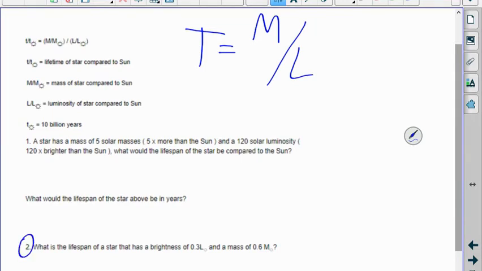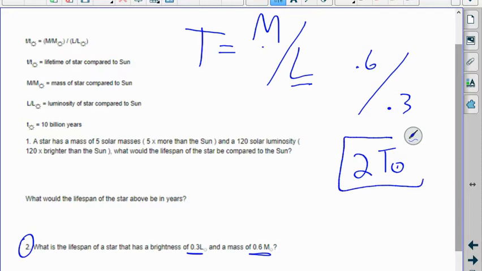What is the lifespan of a star that has a brightness of 0.3 L solar? So basically that's just saying this number right here is 0.3. And a mass of 0.6 M solar. That's just saying this number right here is 0.6. So if I want to know how long it lives, I just do 0.6 divided by 0.3 and I get 2. But it's not 2 years, it's 2 what? It's 2 times the life of the sun. And that's all you have to do for that. Just saying it's going to live twice as long as the sun.